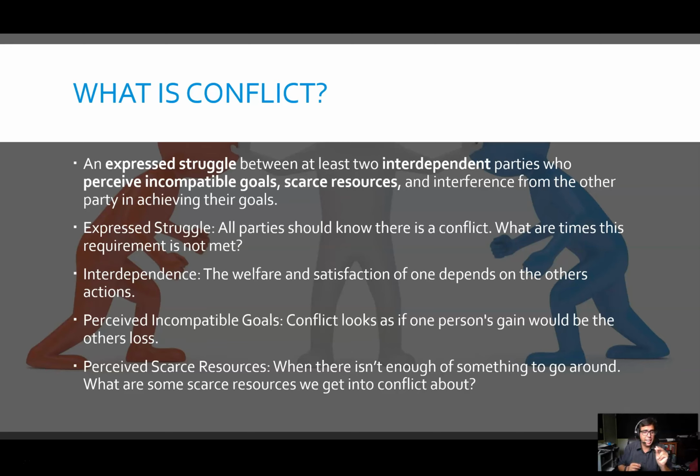Next, perceived scarce resources. When there isn't enough of something to go around, then that is a scarce resource. A good example of this one is that with that TV, where there is only so much time between school and work to have TV. That is a scarce resource, time, and as a result, there is conflict over that. And interference from the other party in achieving that goal. My sister wants to watch Gossip Girl. I want to watch Yu-Gi-Oh! So as a result, her watching her program will interfere in achieving my goals.